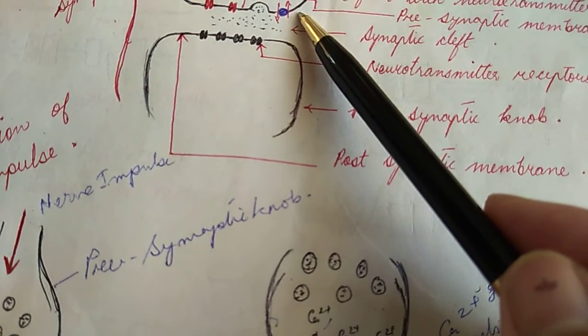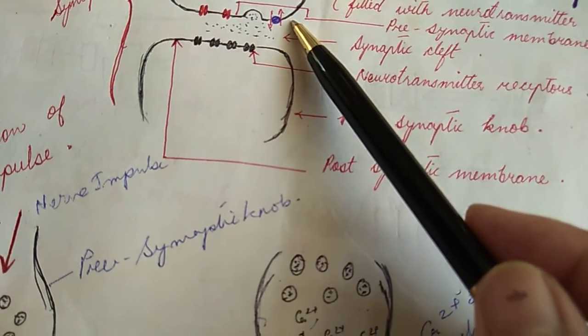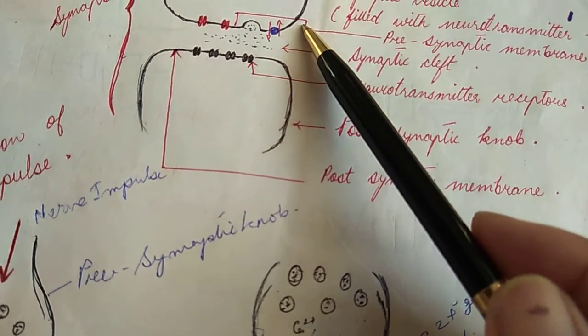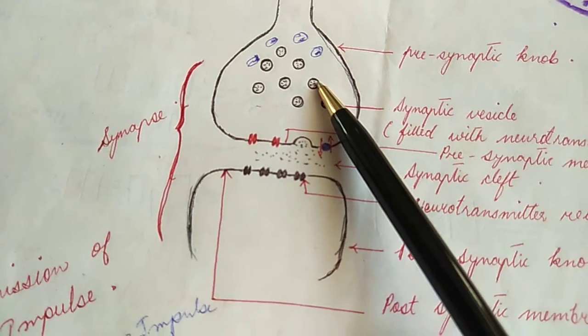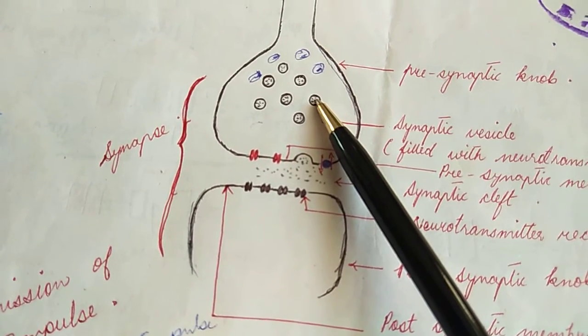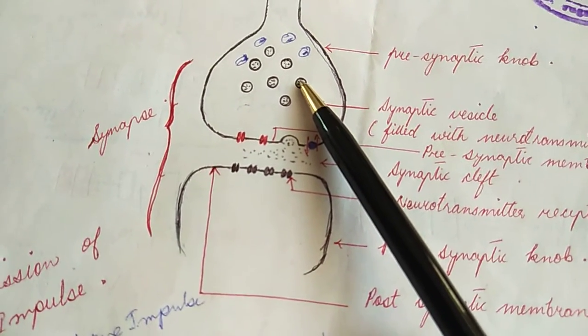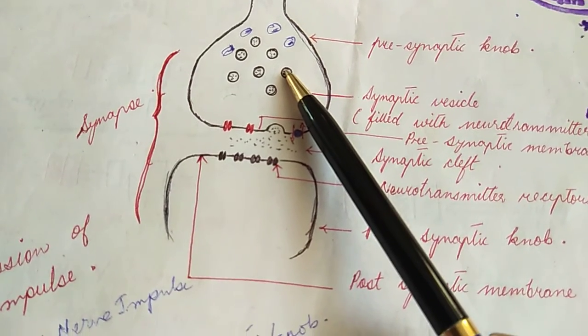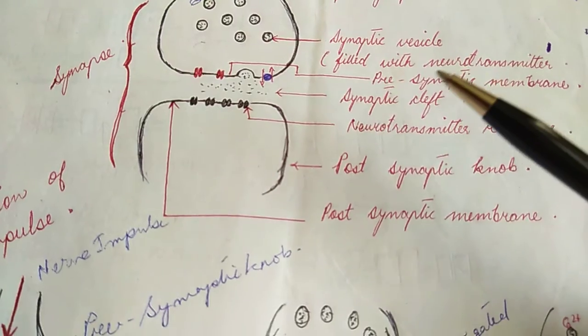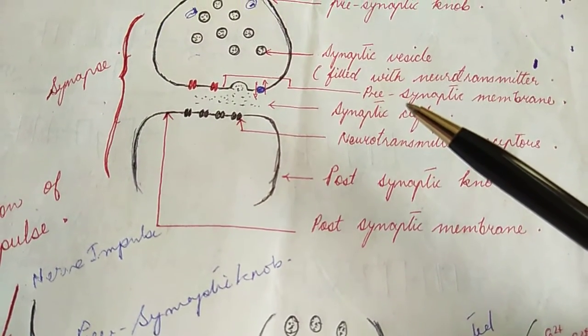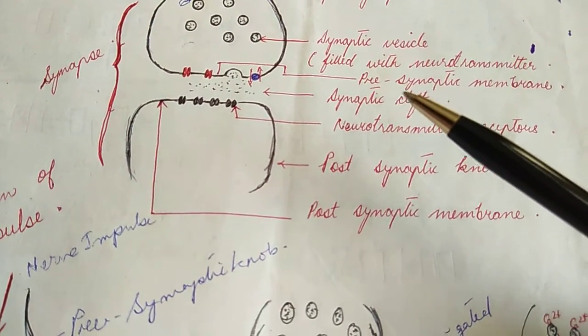as you can see here, by the presynaptic knob. Inside the knob, in the presence of ATP, acetic acid and choline bind to synthesize acetylcholine, which is then used to refill the synaptic vesicles. Thus, in this way, transmission of impulse through synapse takes place.